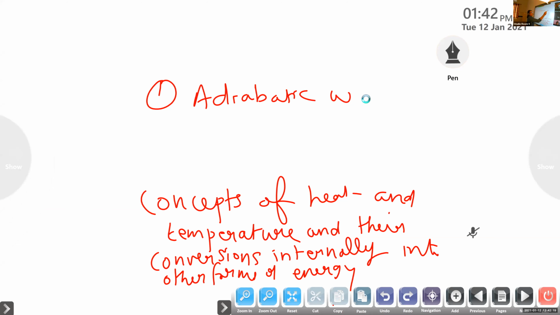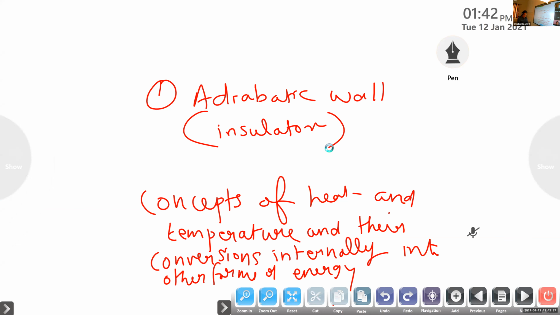Adiabatic wall means it is an insulator. That is, we are insulating the system from other external forces. So of the imaginary boundaries, one is the adiabatic wall.